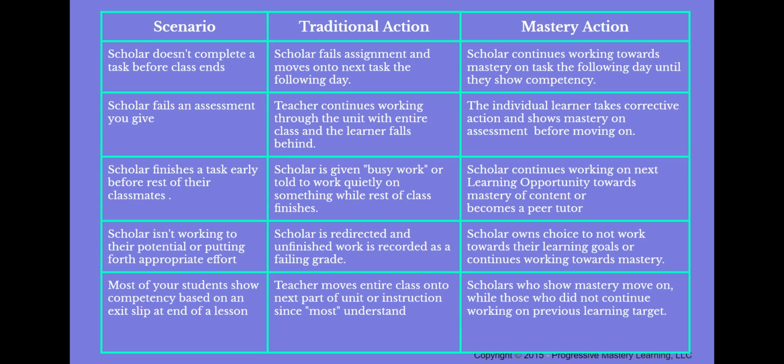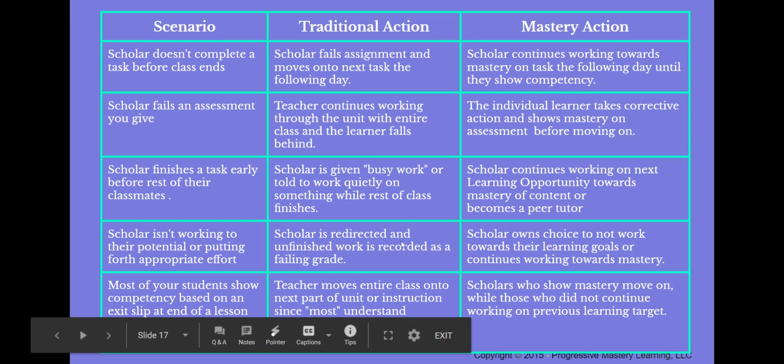And finally, most of your students show competency based on an exit slip at the end of a lesson. In a traditional classroom, the teacher moves the entire class onto the next part of the unit or instruction since most understand. In a mastery classroom, scholars who show mastery move on, while those who did not continue working on the previous learning target.